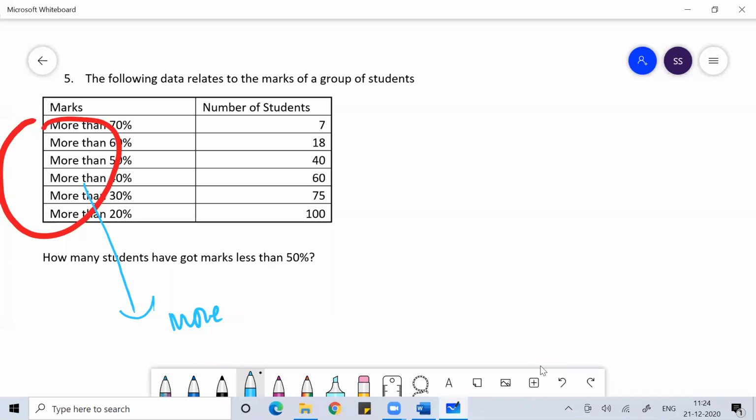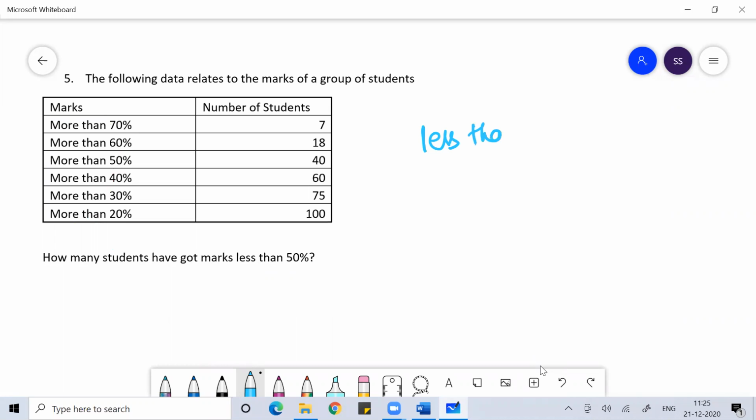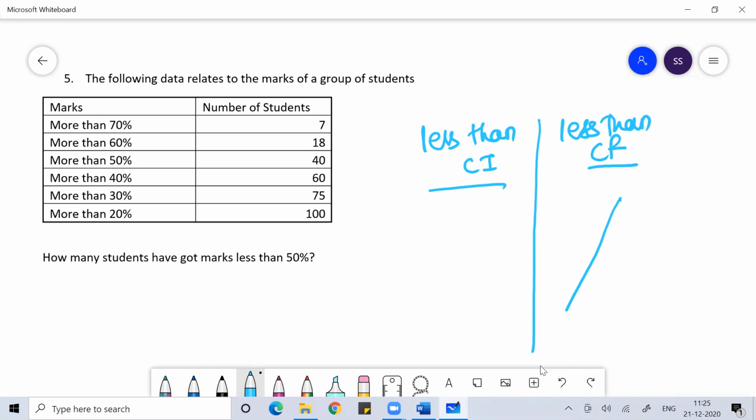I hope you are getting this logic, everyone. Now, when you see data in the form of less than class interval with less than cumulative frequency, your data goes like a pyramid. Your data will increase like this. At the bottom, you have the maximum data. That is how the less than data would be.